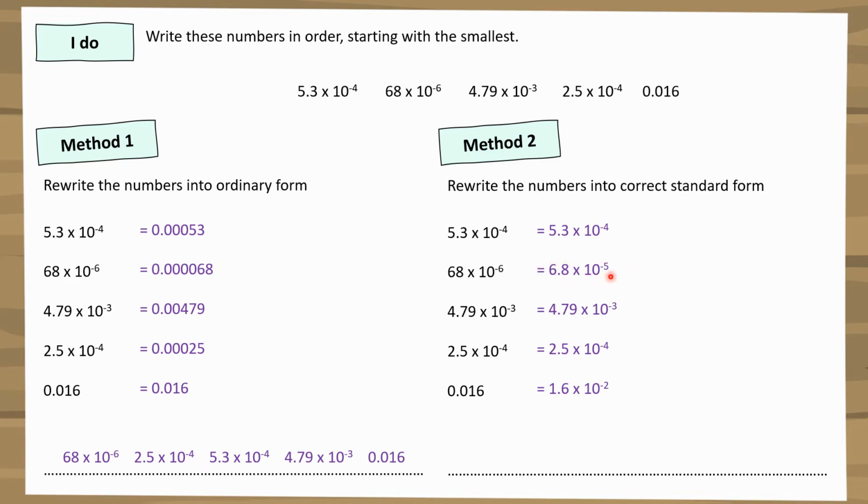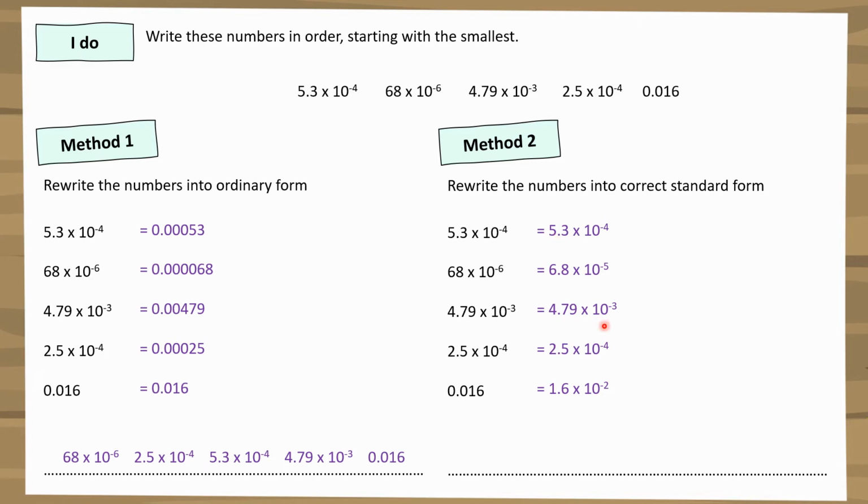Then I have two numbers that have the same power. So I have a -4 here and here. Because I have the same power, I then need to look at what was the original number that has been divided by 10 4 times. In this one it was 2.5, and in this one it was 5.3. So this is the next smallest number, then followed by this one.